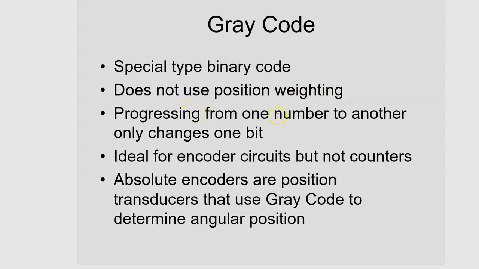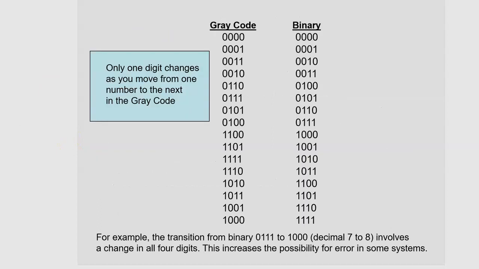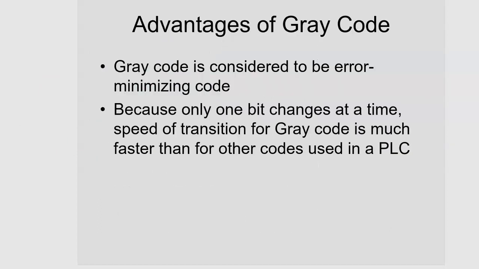Progressing from one number to another changes only 1 bit. Highlight this right here. That's the important part. Only 1 bit changes at a time. And you can read these other points. Now here's the point of gray code. Gray code is considered to be error minimizing because only 1 bit changes at a time.